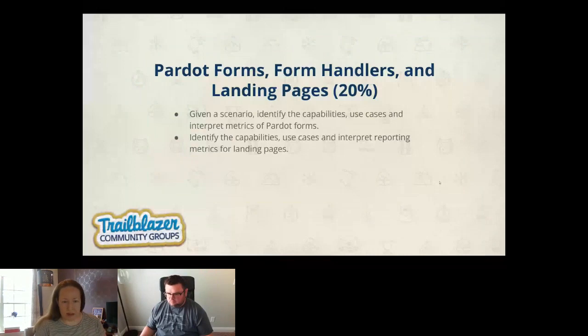So the exam guide says these 2 bullet points to know that questions you'll be asked will have generally this sort of topic. Given a scenario, identify the capabilities, use cases, and interpret metrics of Pardot Forms, and identify the capabilities, use cases, and interpret reporting metrics for landing pages. So basically, how do you use Pardot Forms, form handlers, landing pages, and how do you interpret Pardot reports about those things? And then a tricky thing about that is how do you know which report to look at? So I'll have some helpful tips for you, and I'm going to walk you through the various pages.